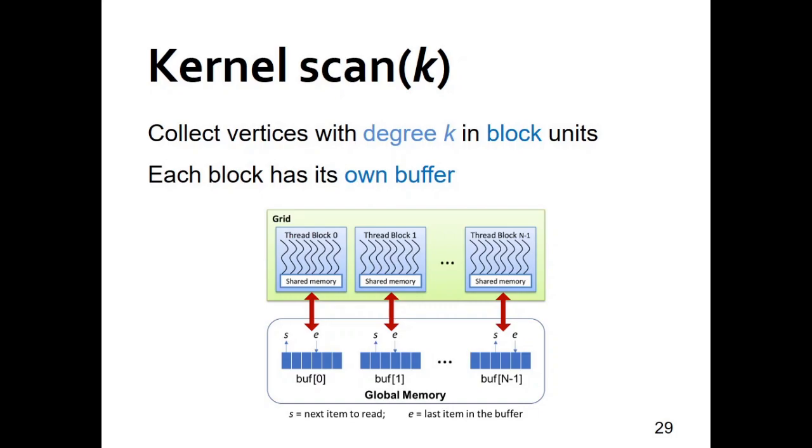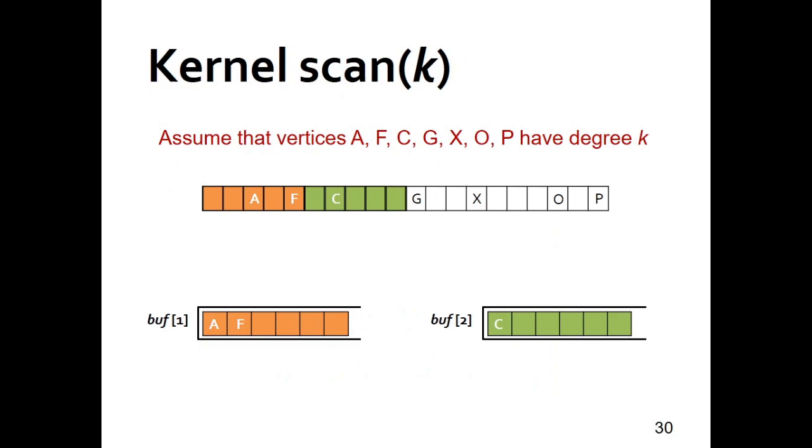The scan kernel collects vertices with degree k. Each block maintains a local buffer to store vertices. All the threads in a block write the data to their block-specific buffer.